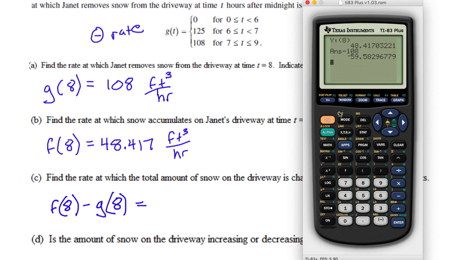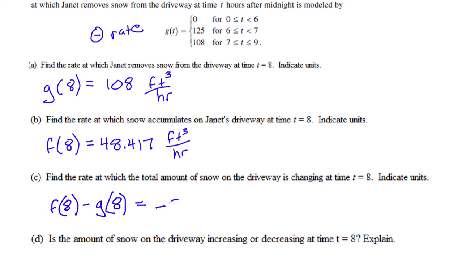If you're scared of doing math, like I sometimes am. Negative 59.583. Negative 59.583, and that's still in feet cubed per hour. And now I'm kind of wondering about my units here. Should this be a negative? Should it be a positive? Well, since it's the rate at which it's being removed, you kind of assume that it's 108 being removed.